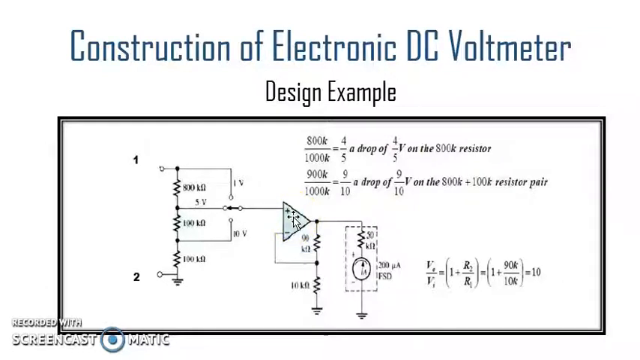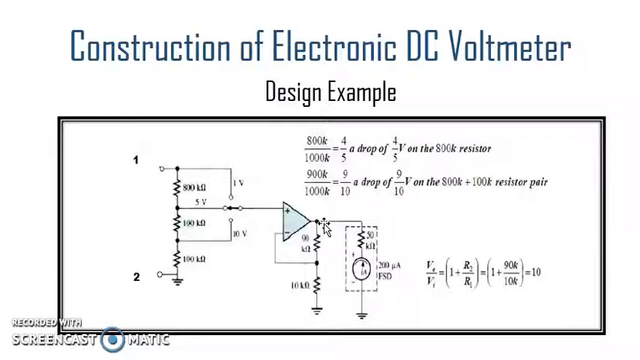Similar will be the case for the third range, that is 10 volts. In case of the 10 volts range, 9 by 10 of the total voltage, that is 9 volts, will appear across the 800 plus 100 kilo ohm resistors. The remaining 1 volt will act as an input to the op amp. So for each range we are having 1 volt as an input of the op amp, and this input is 10 times amplified by the op amp. Resultantly, we are getting 10 volts at the output of the op amp.